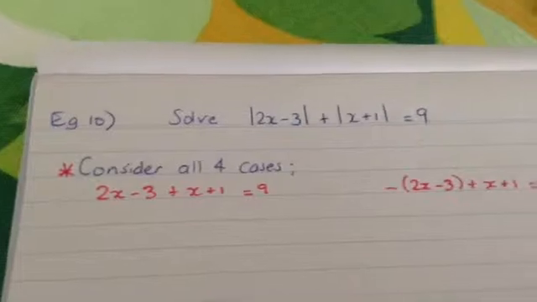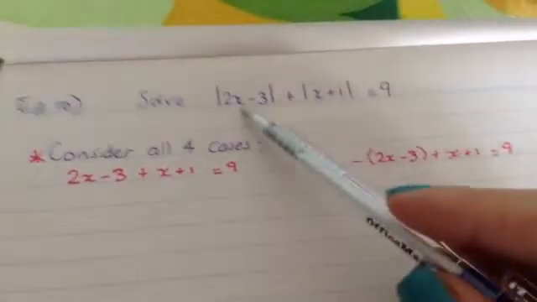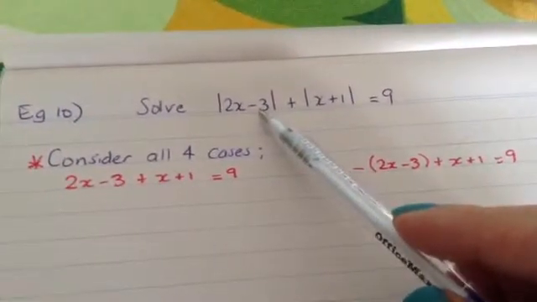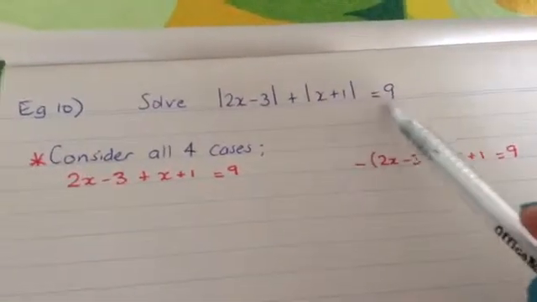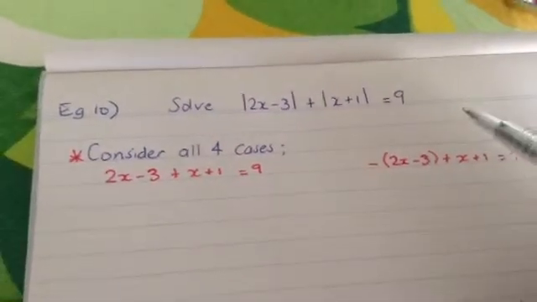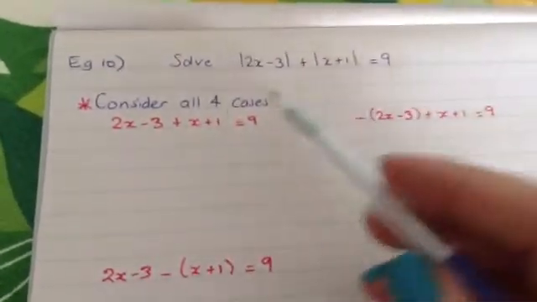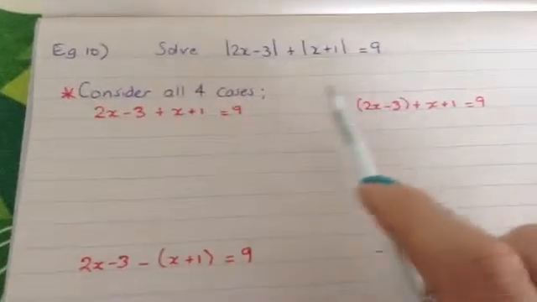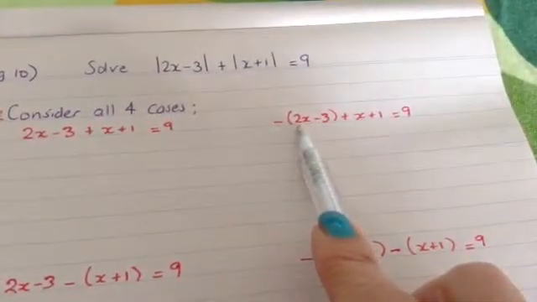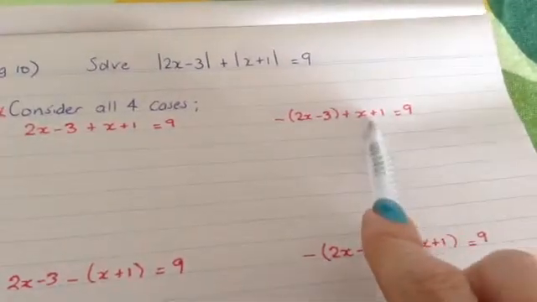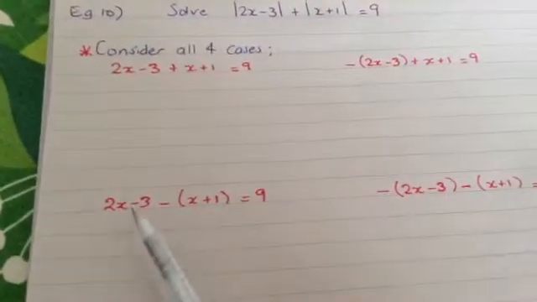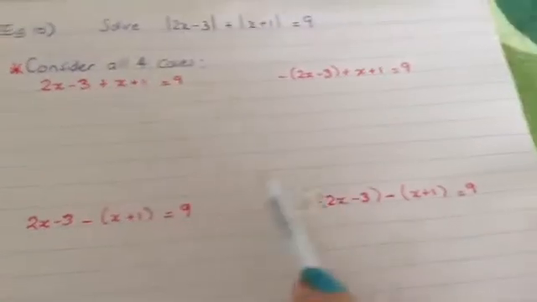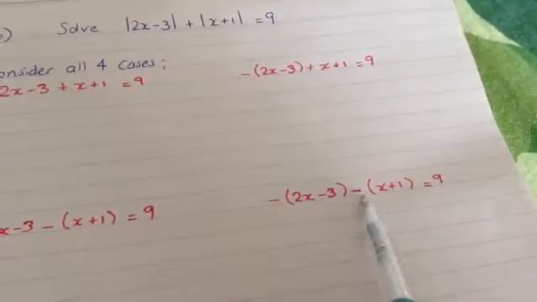So example 10 says to solve the absolute value of 2x minus 3 plus the absolute value of x plus 1 equal to 9. All right? We're going to consider those 4 cases we've just mentioned. So consider when the 2x minus 3 and the x plus 1 are positive. Consider when the first one is negative and the second one's positive. Consider when the first one is positive and the next one is negative. And consider when both are negative.